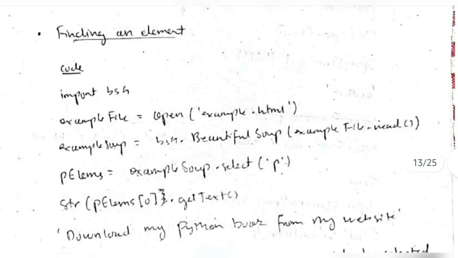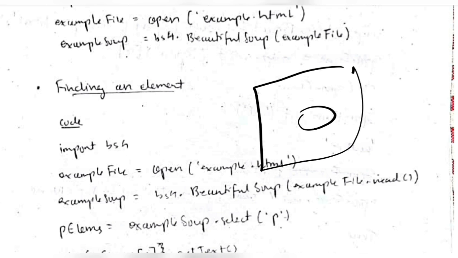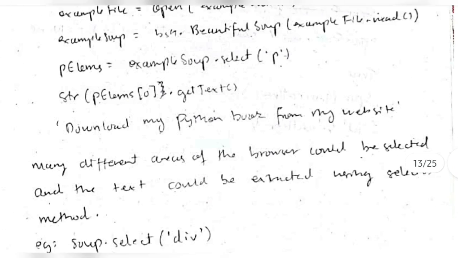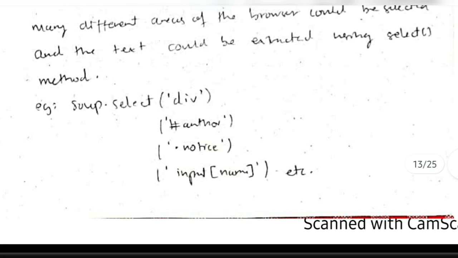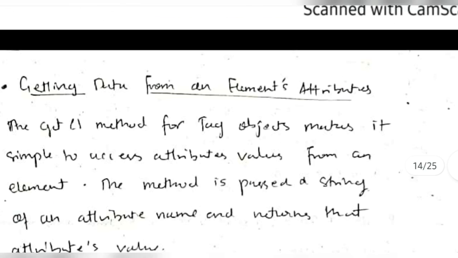Okay, select is used mainly for finding an element. To find an element, first you have to get that element's id, and by using that id, like paragraph and so on, you will be getting the text out of it. Okay, and the other things include the division tag, author tag, and input tag. So by using these tags you can fetch the values.